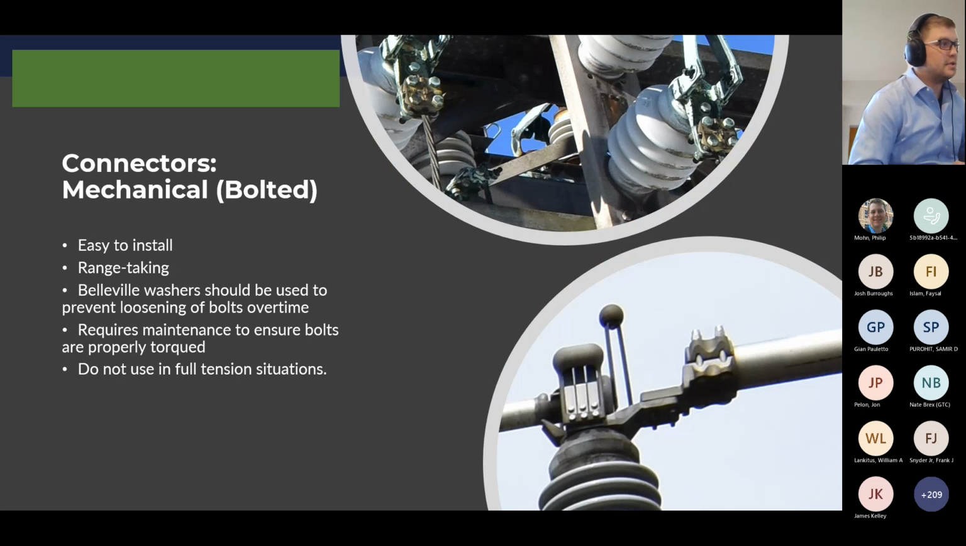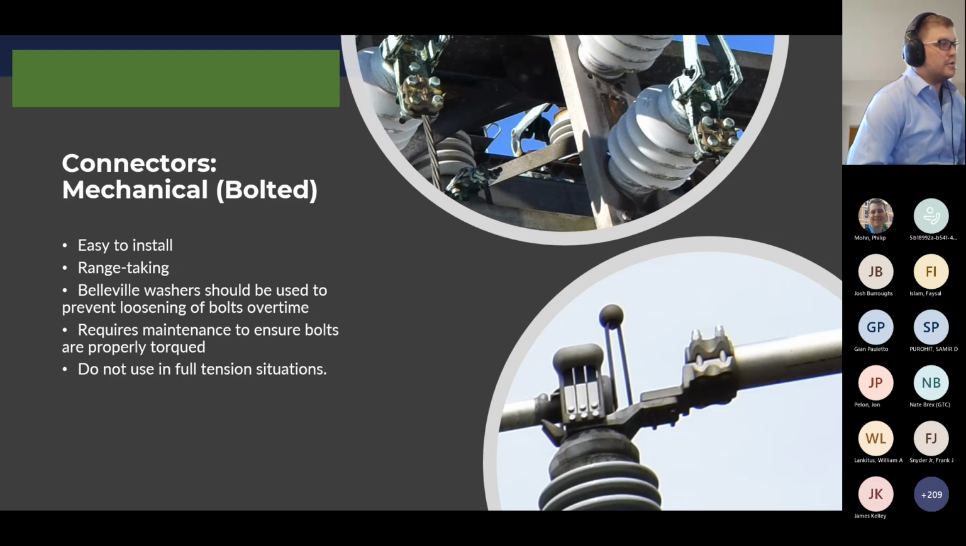Now, bolted connections. For both these photos here that you can see, here's a bus to flat bolted style connector, and then here's a cable to flat style connector. And so bolted mechanical connectors are easy to install. They have different torque values for them, generally listed on the connector itself to tell you exactly what values to tighten the bolts to.